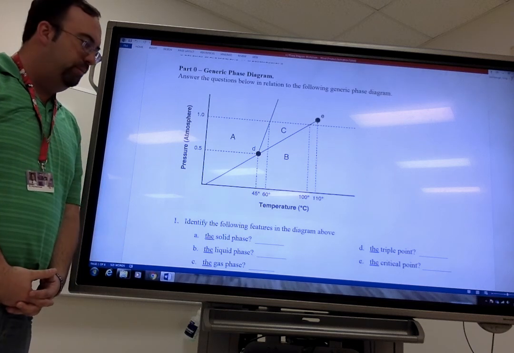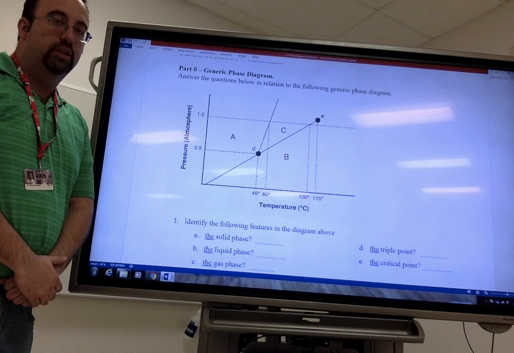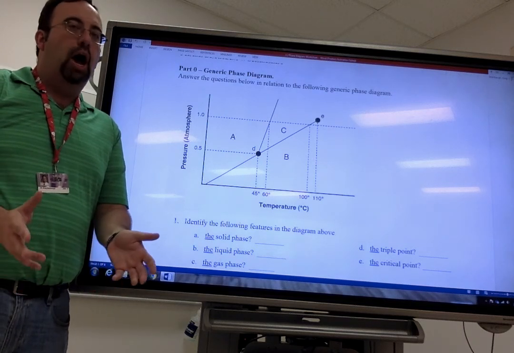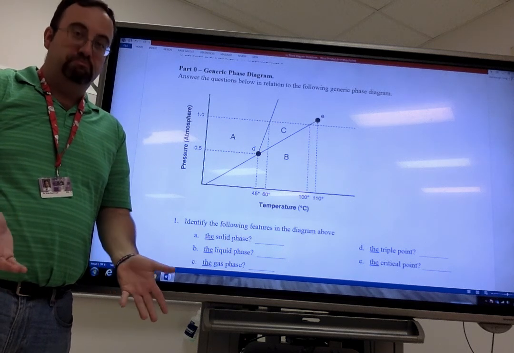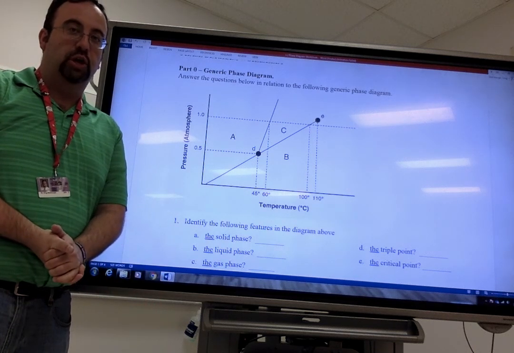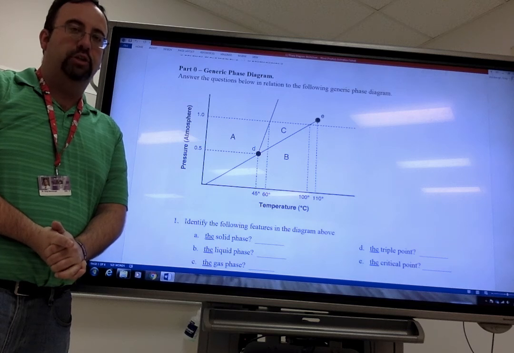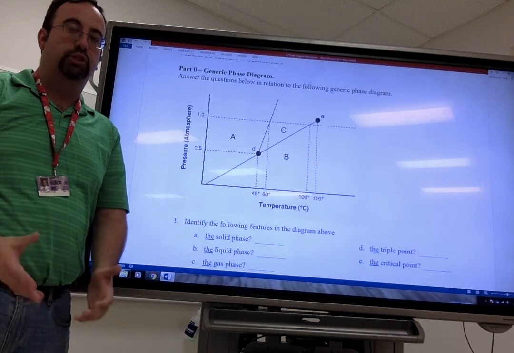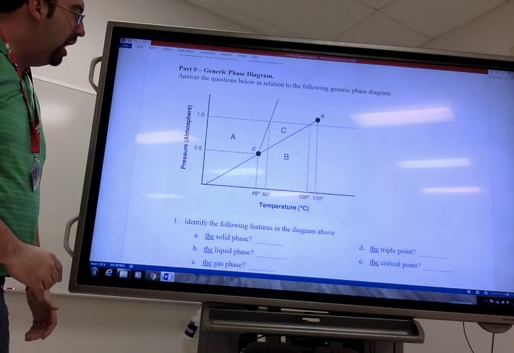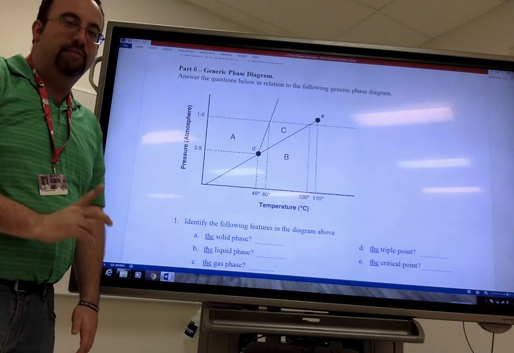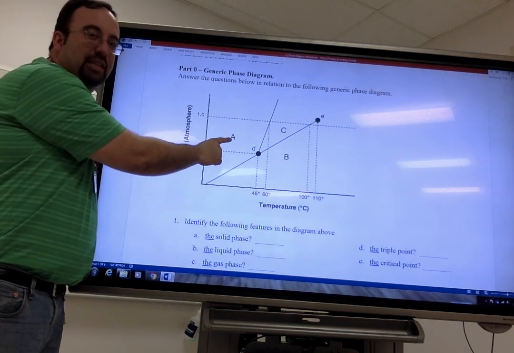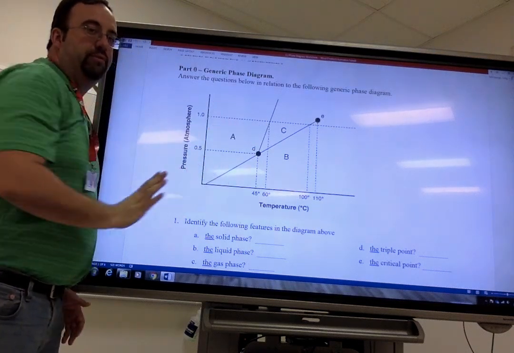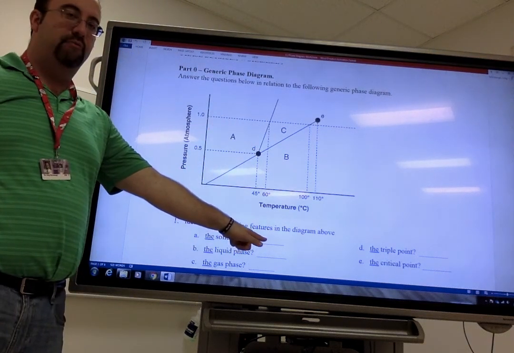For example, part A is looking for the solid phase. When you think about solids, think about ice. What do we know about ice? Ice is cold compared to other things. So we would expect the solid to be on the left side of the phase diagram, because that's where the temperature would be coolest. If we look at our phase diagram, we can identify that A is the solid phase. So this region right here is our solid phase, and we put a capital A for part A.